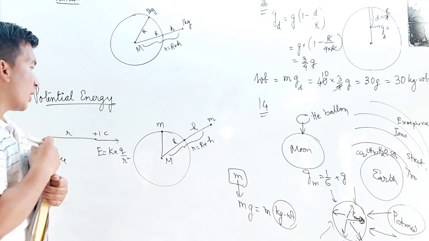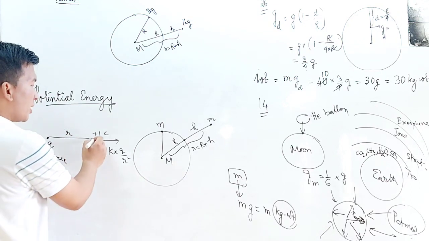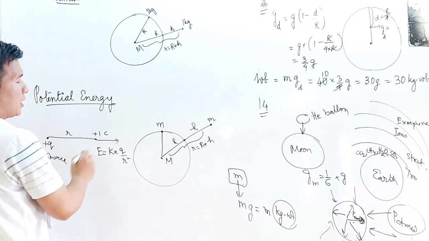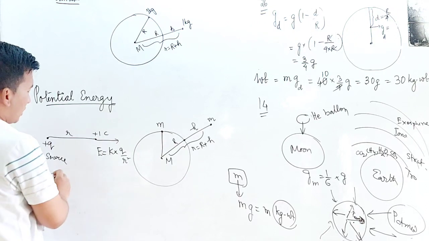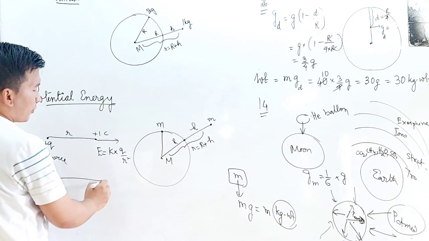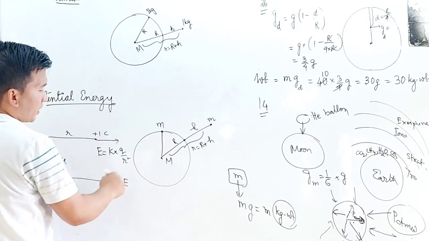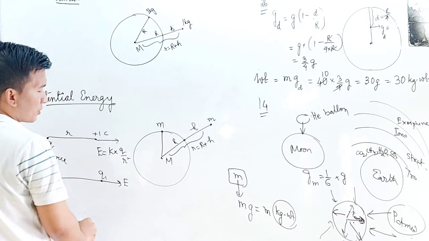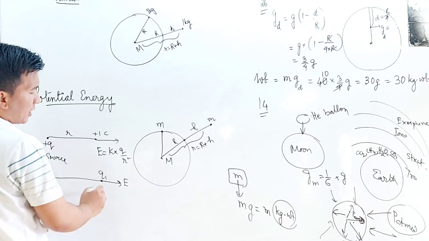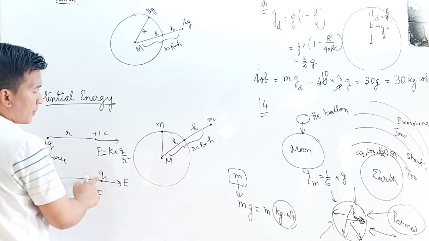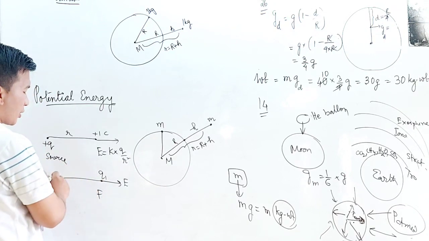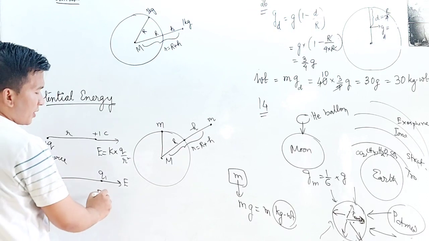Understand now. If we consider that at this particular point the electric field is E, and we place 1 coulomb of charge Q1 there, what is the force experienced by this Q1 due to the source charge Q? It is very simple.